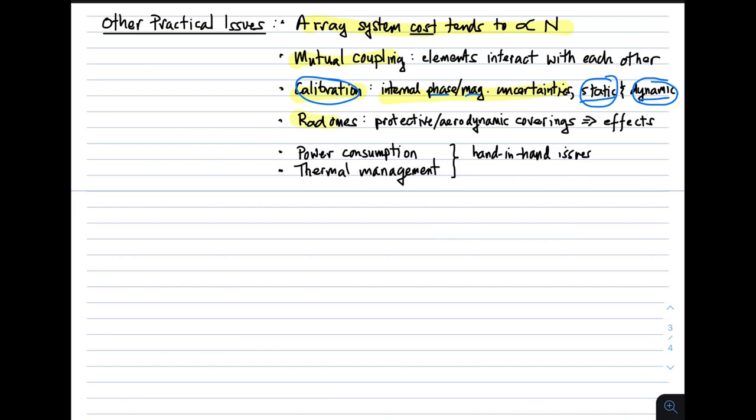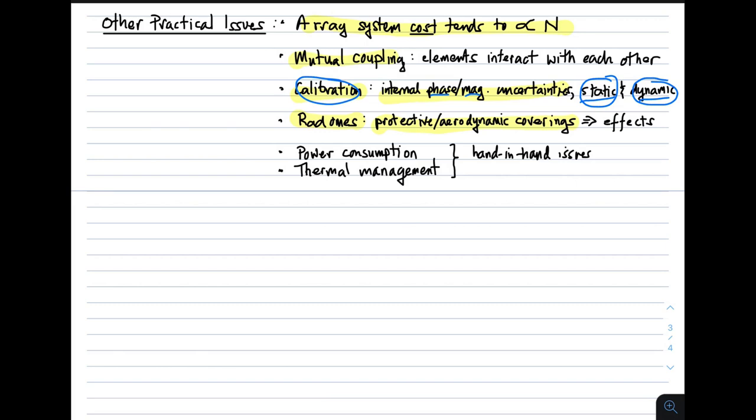Yet another thing to consider is a radome. A radome is a protective, typically aerodynamic covering over the array. And that's to protect the array elements and perhaps the electronics from the weather. That radome is a whole set of issues unto itself because it has to be transparent to the array and yet provide this mechanical protection.